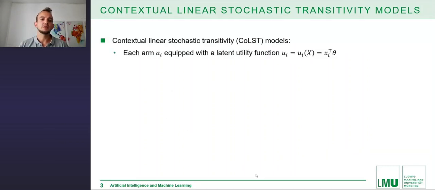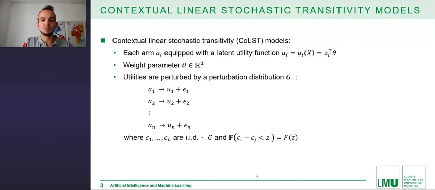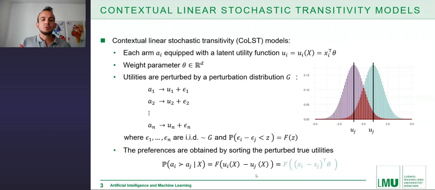Well, a CoLST model assumes that each of these objects, so arms in our case, is associated with a latent utility function, where we assume that we have linearity in the context with some unknown weight parameter theta, and these utilities are perturbed by a perturbation distribution, all IID noise variables epsilon 1 till epsilon n. And this perturbation distribution G is associated with the function f we saw before, in the sense that the difference between the noise variables evaluated at some point z is f of z. And then the preferences we obtain are just given by the probability that one utility is larger than the other. And this is where this f stems from.